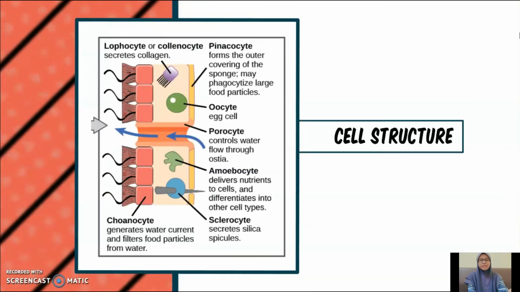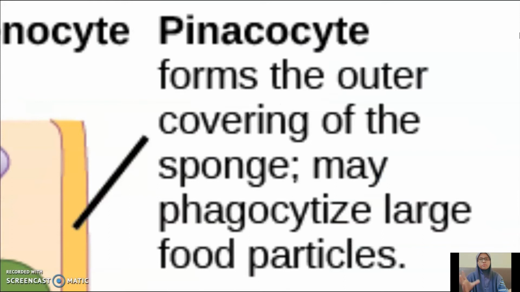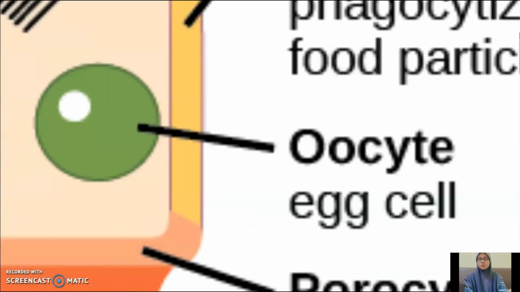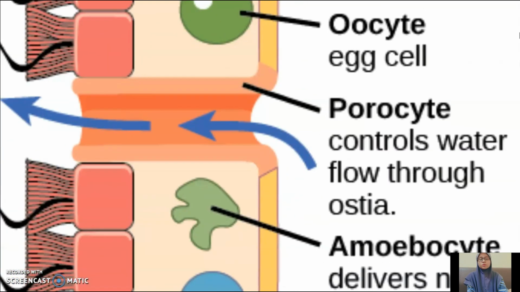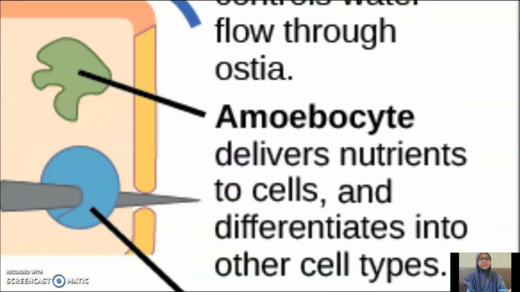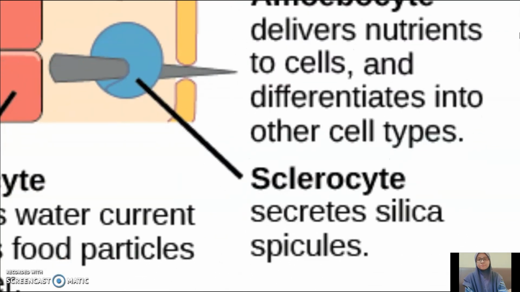Next, let's take a look at the cell structure. Here are the abundant types of cells in Porifera. First, this is the pinacocyte. These are the cells that form the outer covering of the sponge. And this is the oocyte, the egg cell. And this is the porocyte that controls water flow through the ostia. And this is the amoebocyte that delivers nutrients to cells and differentiates into other cells, depending on the demand of the Porifera.